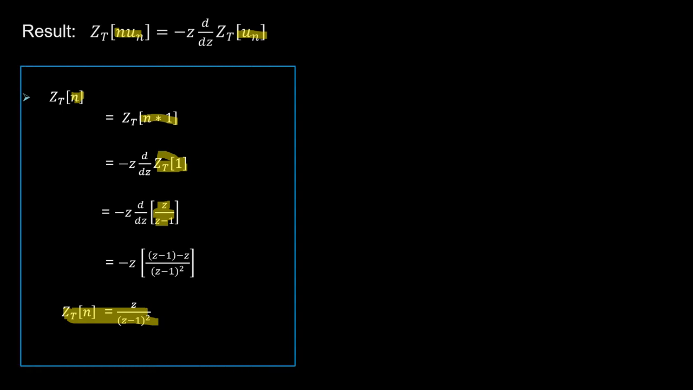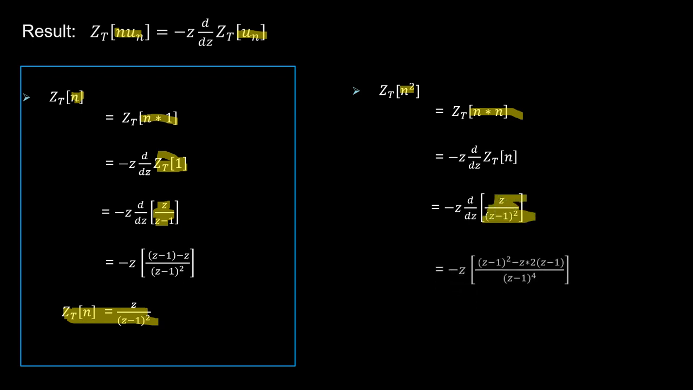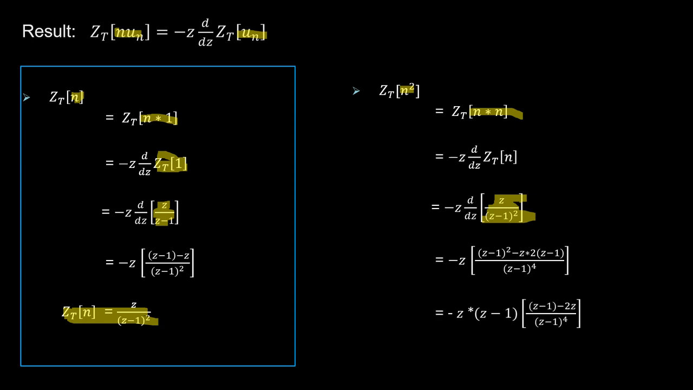Similarly, z transform of n square can be written as z transform of n into n, which is equal to minus z into d by dz of z transform of n. That is equal to minus z into d by dz of z by z minus 1 whole square. On simplification, we get z transform of n square is z square plus z divided by z minus 1 whole cube.